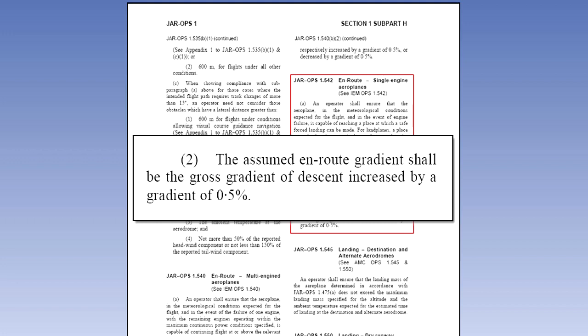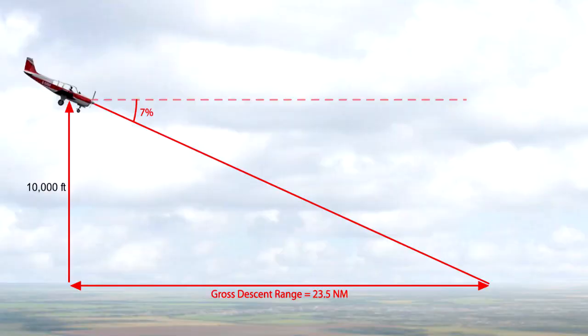There is one last detail to be considered about complying with the forced landing rule. JAROPS 1 states that in order to comply with the safe forced landing rule, the assumed en route gradient shall be the gross gradient of descent increased by a gradient of 0.5%. In our example, we had a gradient of descent of 7%. Unfortunately though, as we have seen, the regulations do not permit this gradient to be used in our calculation. The gradient must be increased by 0.5%.